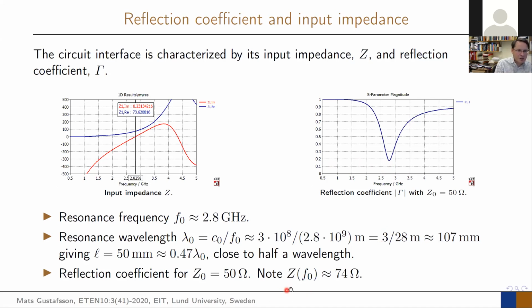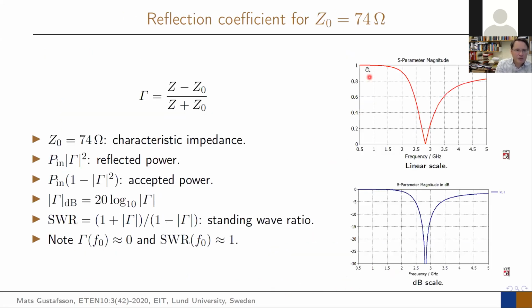If I now change the reference here from 50 ohm to 74 ohms, then we can see that we actually get it to be perfectly matched. So now we have 74 ohms. The reflection coefficient here at resonance frequency becomes 0. This is in linear scale. This is in dB scale. So here you really go down to 0, which is of course good, but then you need the 74 ohms transmission line, which maybe you don't have. And again, that reflection coefficient squared is reflected power. So that means at 2.8 gigahertz here, you have no reflected power.